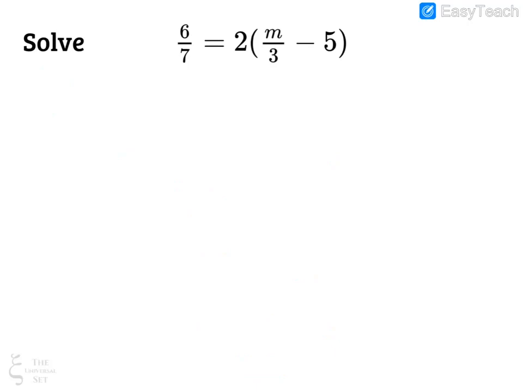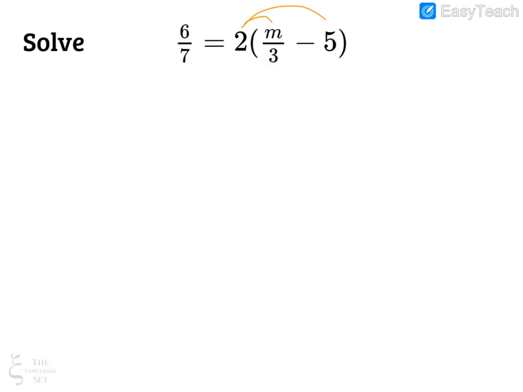Right, we've got fractions and we've got brackets. Fun times. So the first step I'm going to suggest is, like we did a couple of weeks ago when we looked at equations with brackets, that we expand out that bracket. So I'm going to do 2 multiplied by this fraction and 2 multiplied by 5.